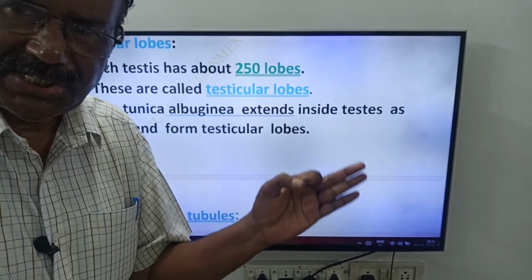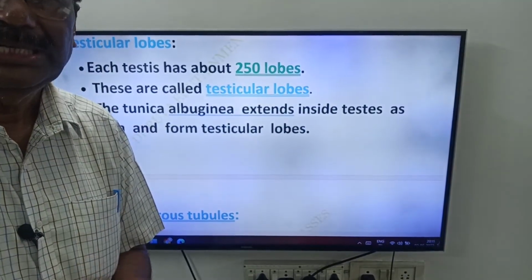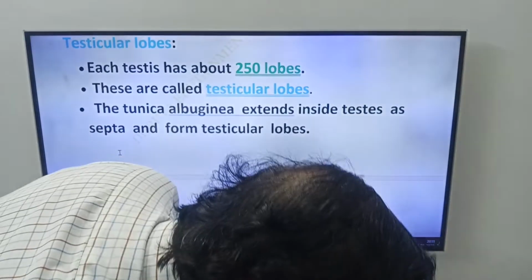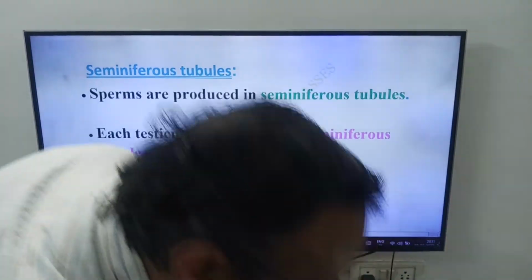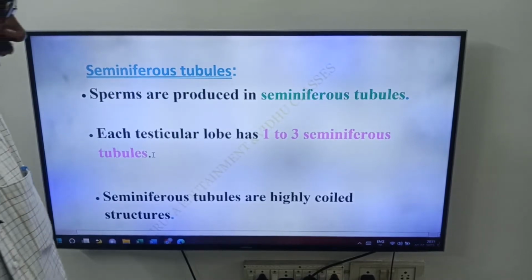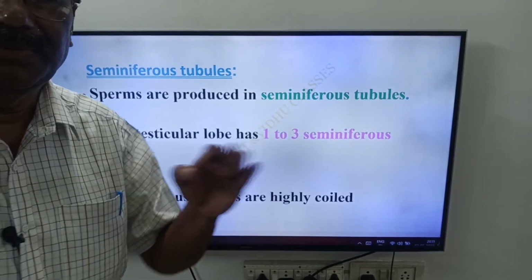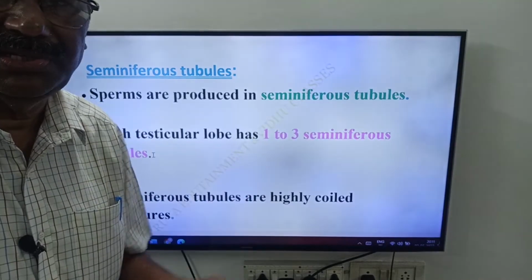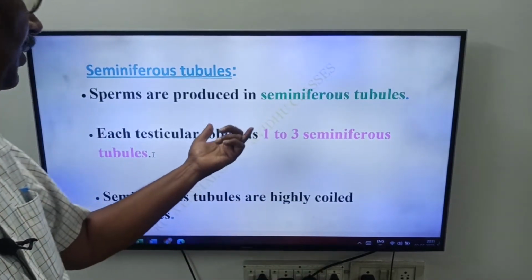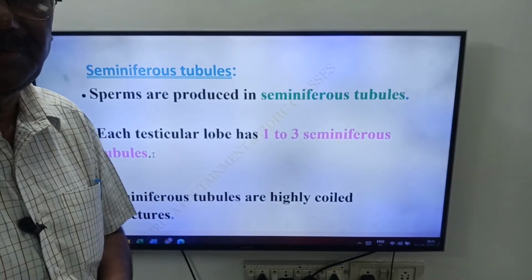The formation of testicular lobes is due to what, friends? Inward extension of the tunica albuginea. Now, friends, next one, seminiferous tubules. What is the role of the seminiferous tubules? Sperms, spermatozoa are produced in the seminiferous tubules. You have to remember it, friends.